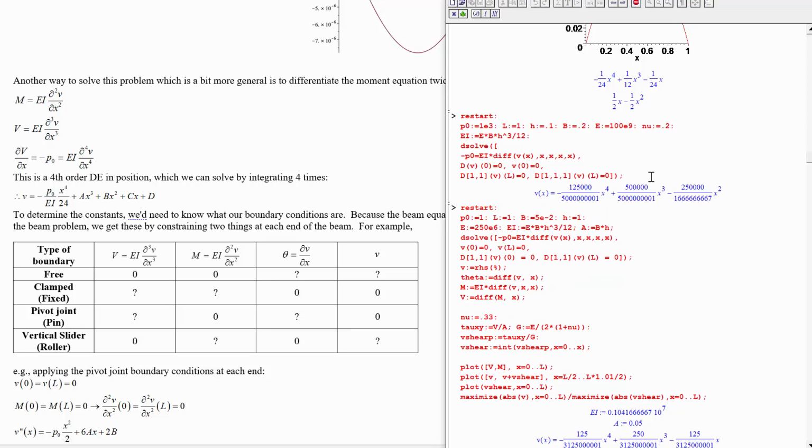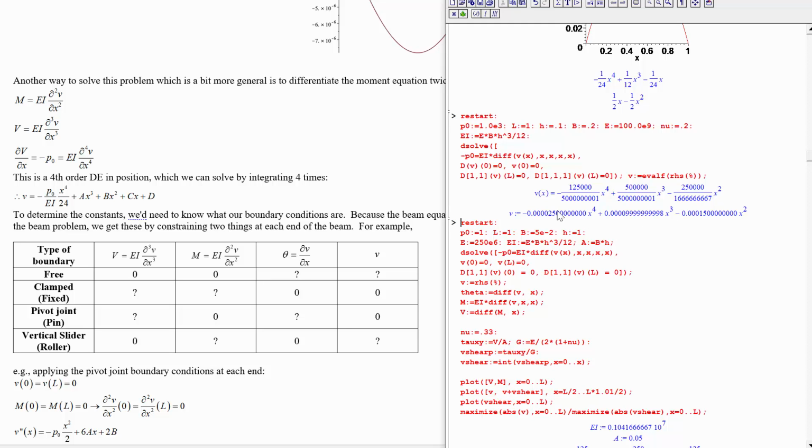Okay, so with that in mind, we have what the displacement is, and we could give something a decimal point value, maybe 100.0E9. Oh, that doesn't do it. What's going to force this to evaluate? Maybe P naught 1.0 E3. Well, I guess we could just say V is equal to eval of right-hand side of mod. Yeah. So anyway, here's our V calculated, and we've got what the displacement is.